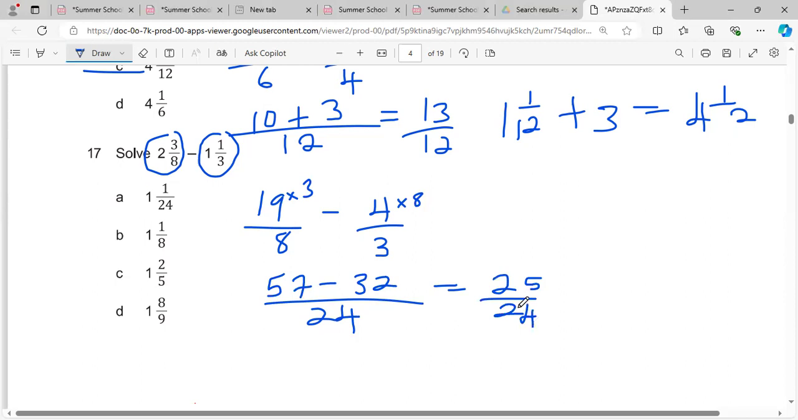And then I said, how much does 24 go into 25? 1 time, and 1 over 24. So 24 times 1, 24 plus that 1, you get back your 25. Yeah, very good. So that's A.